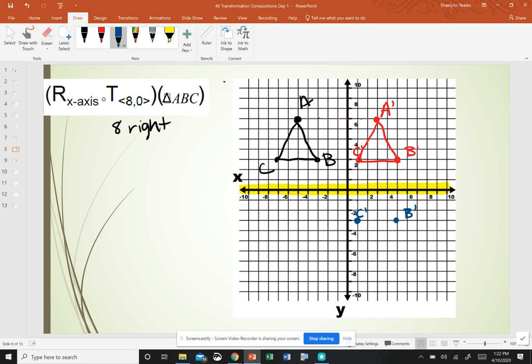So here's B prime. A is up 1, 2, 3, 4, 5, 6, 7 from the line. So we need to go down 7. 1, 2, 3, 4, 5, 6, 7. Technically that's C double prime and B double prime. This will be A double prime. And there is my final masterpiece.